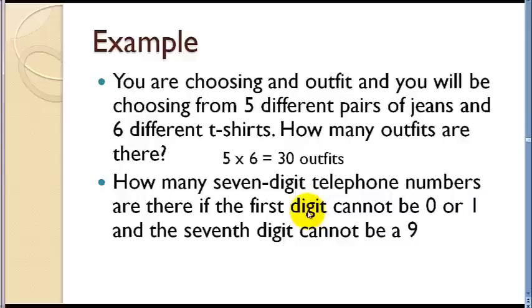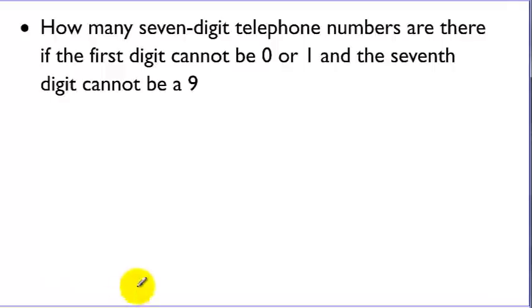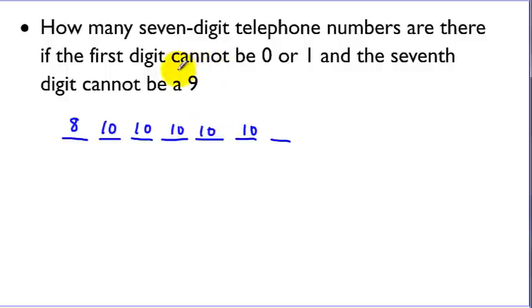So let's look at this example here that's a little bit more complicated. We're trying to figure out how many different telephone numbers there could be with these set of rules. So we're going to be picking 7 digits, so let's make 7 spaces here. Our first digit, it says, cannot be a 0 or 1. Now the digits are 0, 1, 2, 3, up to 9, so there are 10 digits. For the first digit, we can't use 0 or 1, so there's 8 total digits. There's no restriction here, so we could have 10 digits, 10, 10, 10, 10, and then it says the last digit cannot be a 9, so we only have a choice of 9.